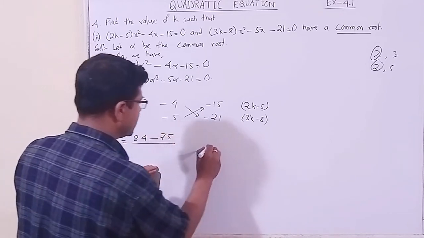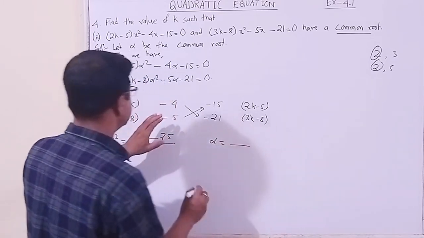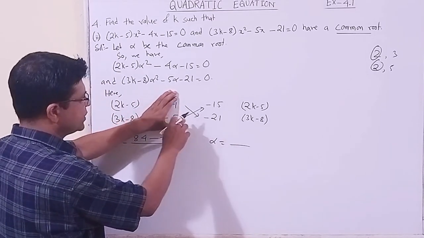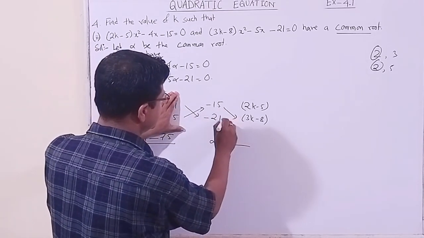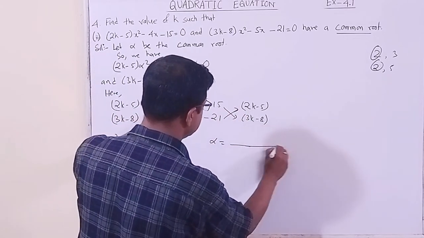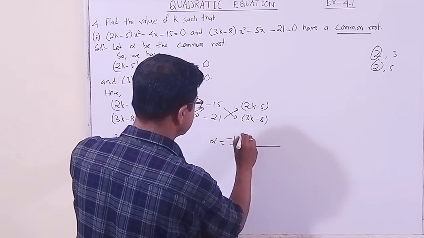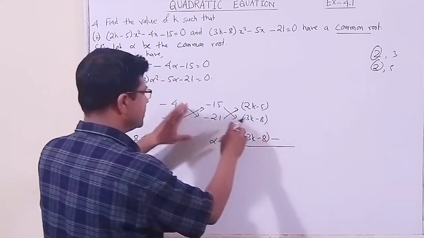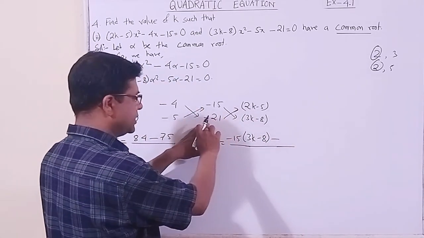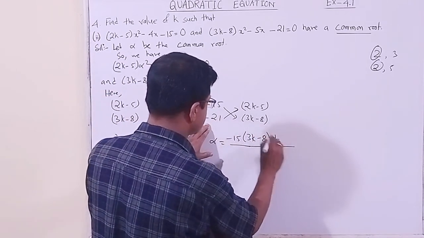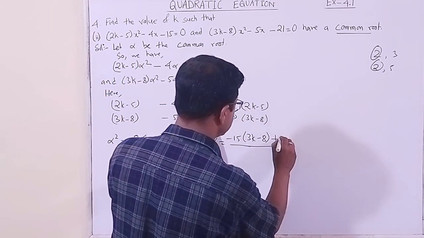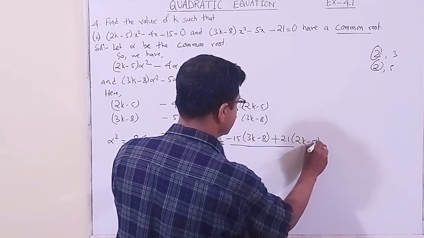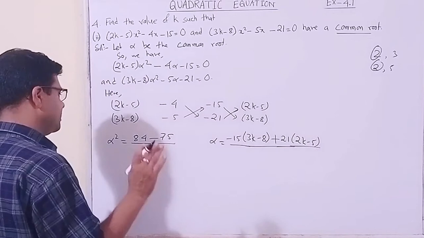Then we shall find alpha. Here these are the coefficients of alpha, so we shall hide them. We will multiply these two. Minus 15 into this, what is this? 3k minus 8. In the middle a minus sign, so this into this, obviously that is minus. Minus into minus is plus, so 21 into this, 21 into 2k minus 5. All right, here we need a little bit of patience.